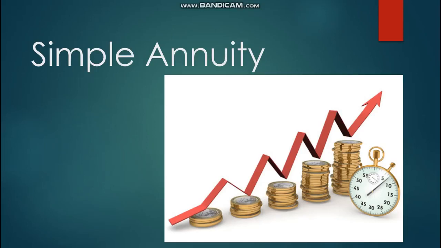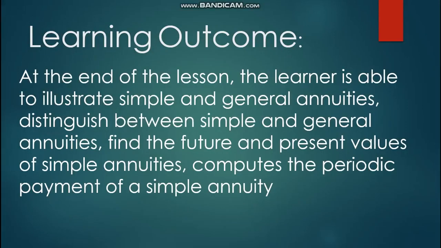And here are the learning outcomes of our lesson. At the end of the lesson, you will be able to illustrate simple and general annuities, distinguish between simple and general annuities, find the future and present values of simple annuities, and compute the periodic payment of a simple annuity. I will divide these learning outcomes within one week. Probably it will consist of 3 activity sheets and 3 journal entries in general mathematics.